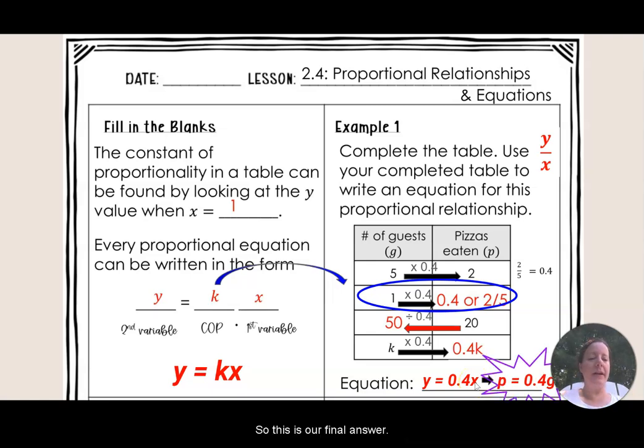So this is our final answer. This is important when testing to make sure you're using the variables that are given in the problem, because if you put in y equals 0.4x as an answer, it's going to mark you wrong because the computer is looking for you to use the variables that were given. That's always a good thing to check just as a last step.